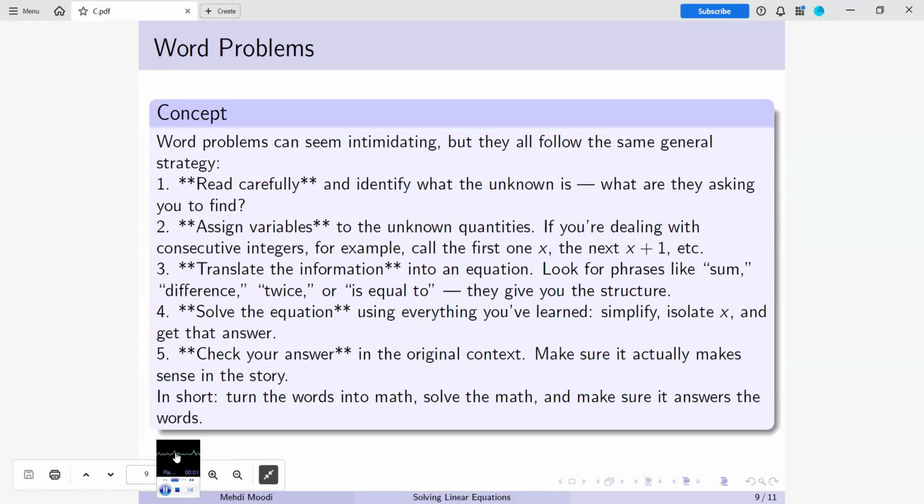Word problems are where algebra pretends to be literature. Just remember, a number means x, decreased by means subtract, and equals means you're almost done, unless the story involves cousins and boats, in which case, good luck.